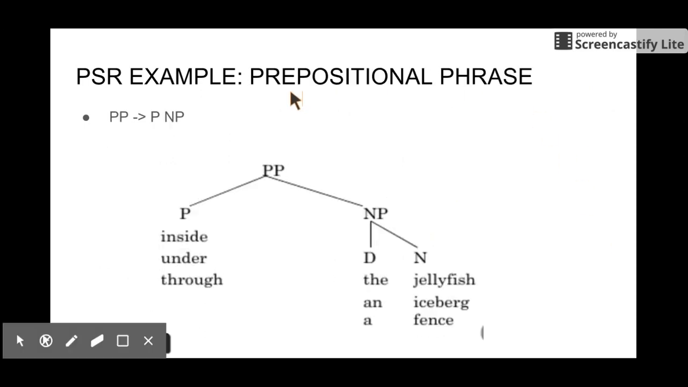Now let's take a look at the prepositional phrase. A prepositional phrase consists of a preposition word, for example, with, inside, under, through, and another element, which is NP. So we have here, for example, the jellyfish. We can have a prepositional phrase inside the jellyfish. We can have inside an iceberg as well, inside a fence, right?